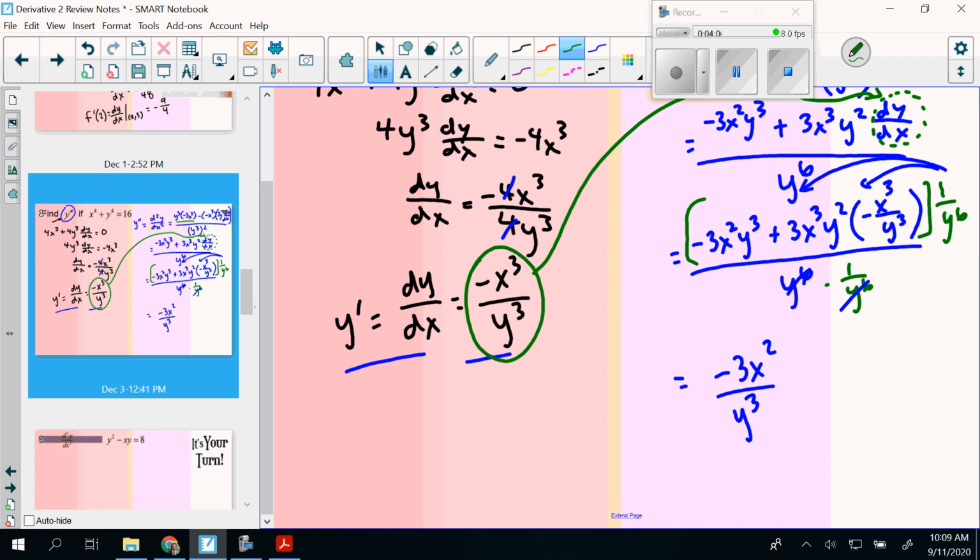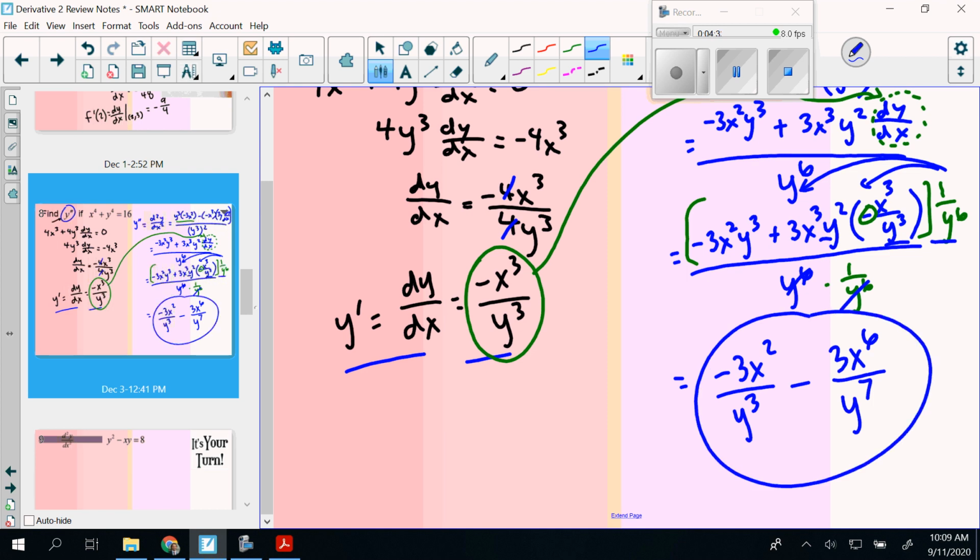This next term, I'm going to multiply. It's going to end up being negative here, so minus. We've got, it's going to have a 3. x cubed times x cubed is going to be x to the 6. And then we've got a y squared here, and then we've got y to the 9th on the bottom, so that's going to be over y to the 7th. So that looks like our simplified second derivative there.